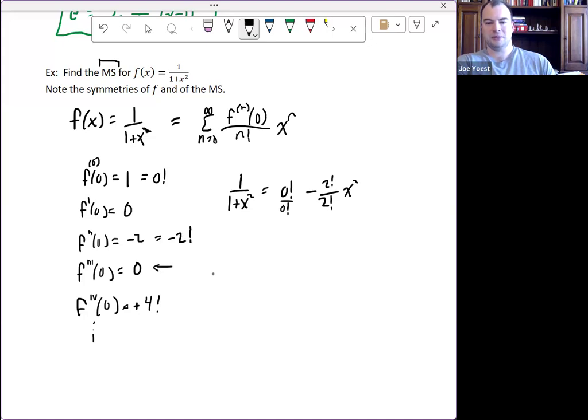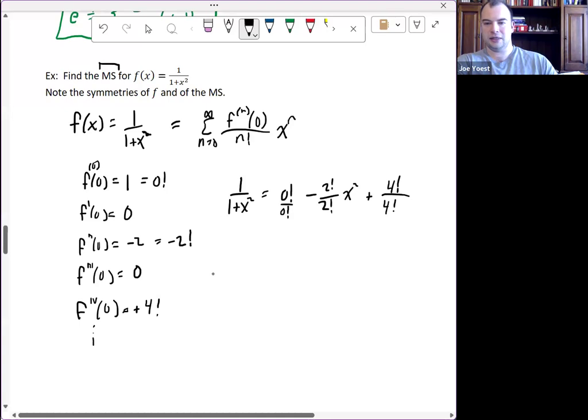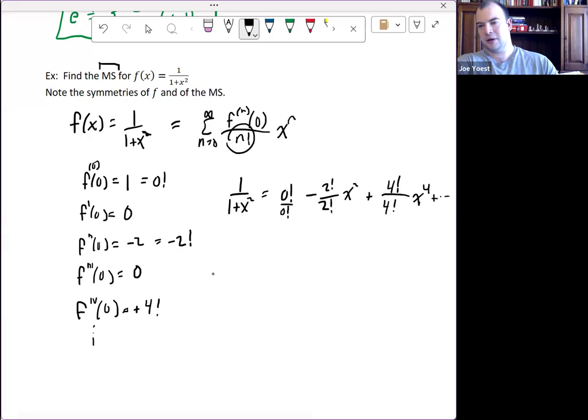Our x cubed term, the third derivative at 0 is 0. Our fourth power term, we have a plus 4 factorial. That's our derivative over 4 factorial, which comes from this n factorial here, times x to the fourth, and so on. So what I really see is 1 minus x squared plus x to the fourth minus x to the sixth plus x to the eighth, and so on.